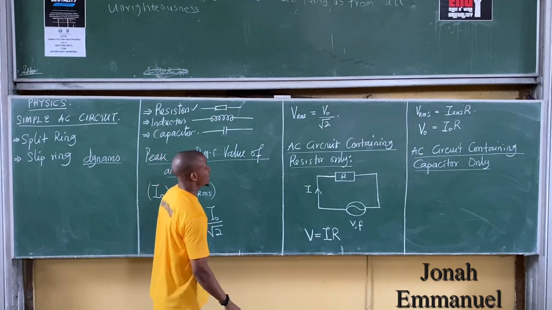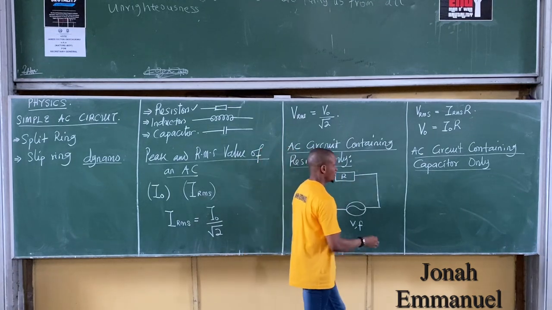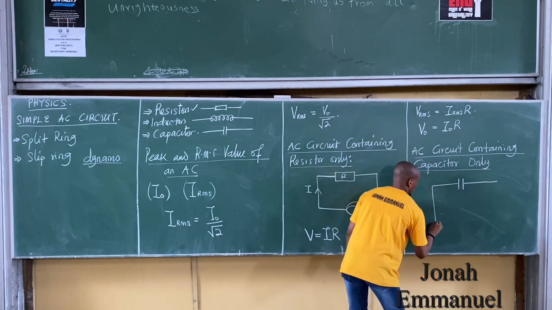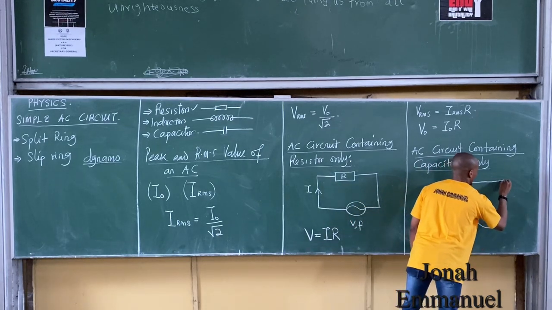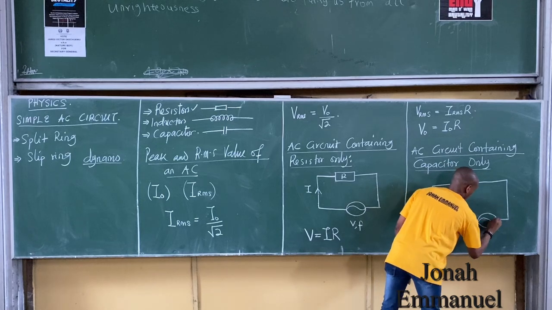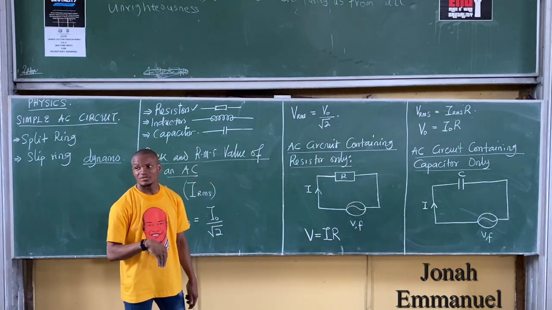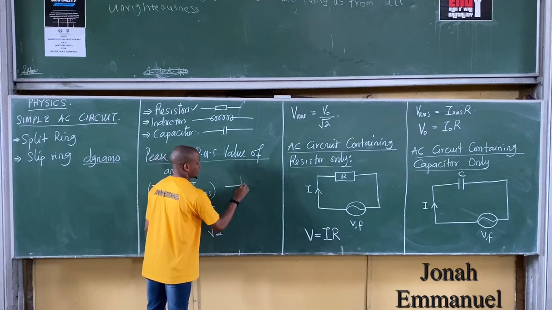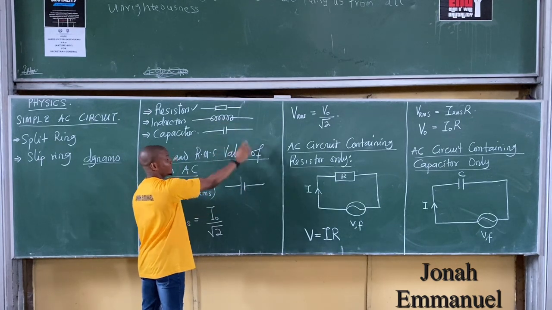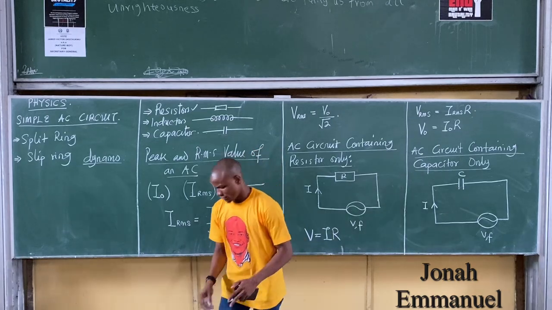All right, so look at this. If I'm doing this circuit containing capacitor only, what changes is the capacitor circuit symbol. This here, this I, this VF, this is capacitor C. Don't forget the difference between capacitor and battery. For a battery, one line is longer than the other, like this. It's a battery or a cell. For capacitor, they are the same height.